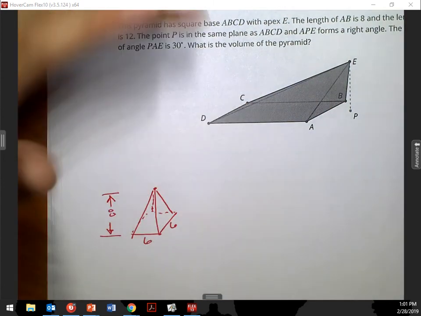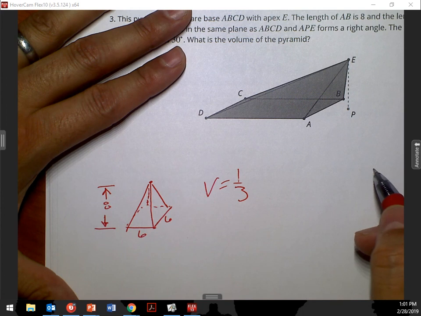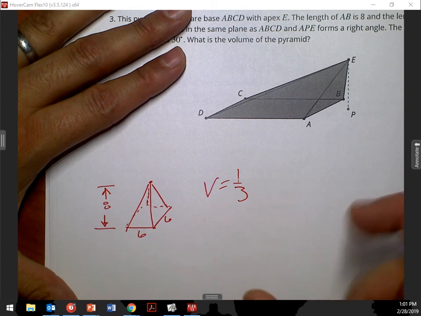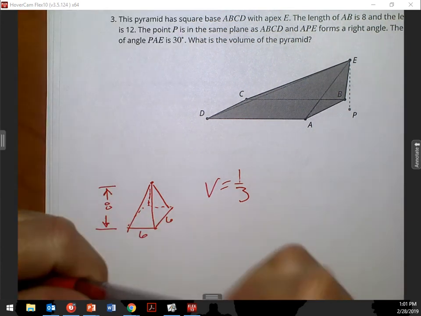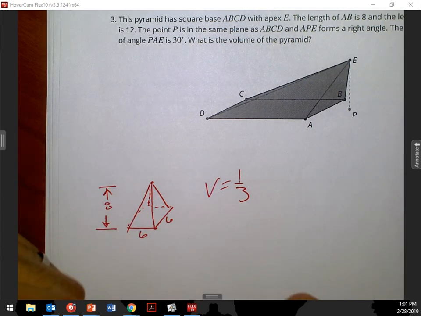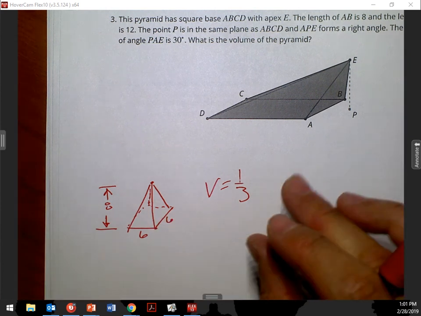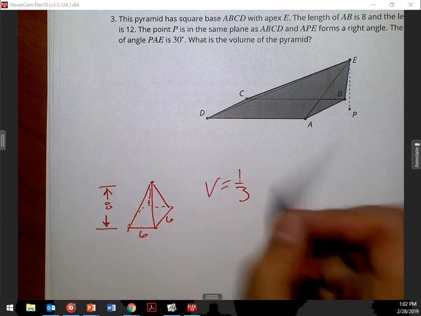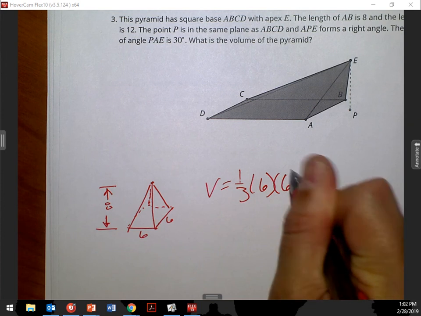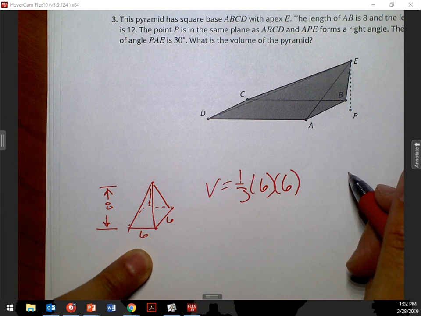So my formula for the volume of that is going to be 1/3. It was in your notes. Base times height, right? Capital B, which is the area of the base. In this case, it's 6 times 6 times the height, which is? What's the height? 8.